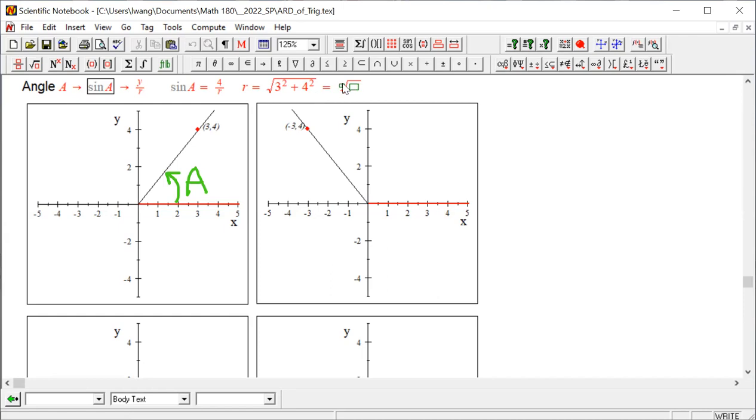The order of operations, right? 3 squared is 9, so 9 plus 16. And then it's going to be the square root of what? 25. The square root of 25 is what? 5. So now we've got r. So the sine of this angle now is what? 4 over 5. You see that? By definition.